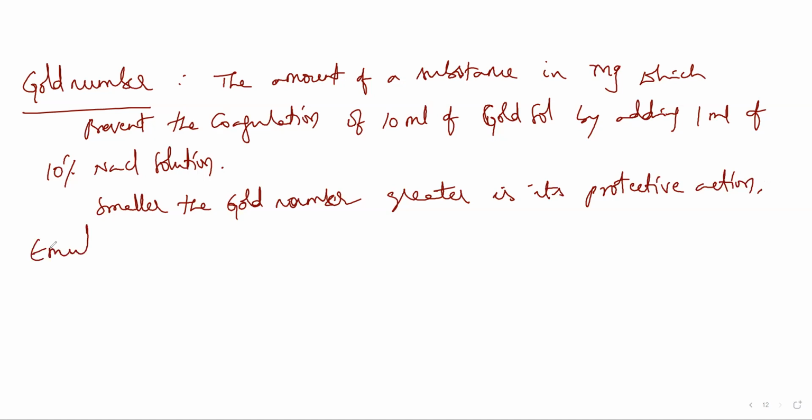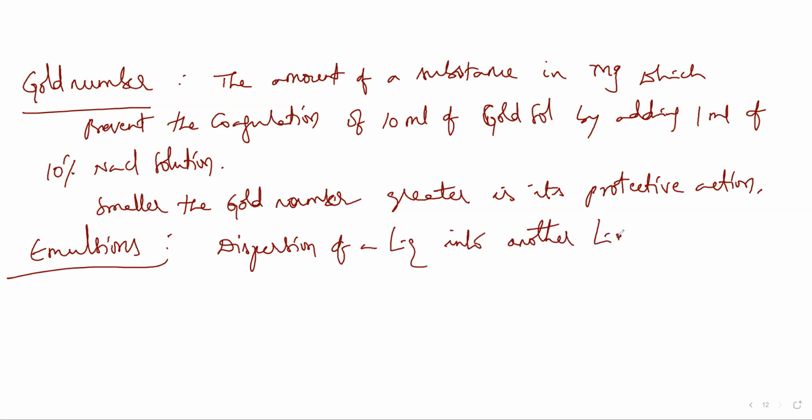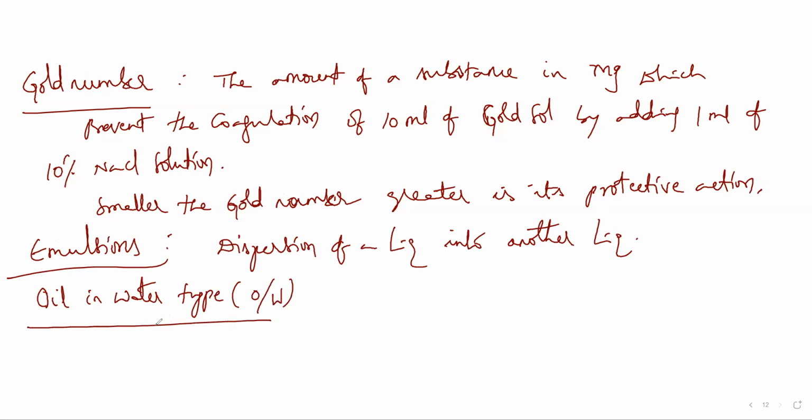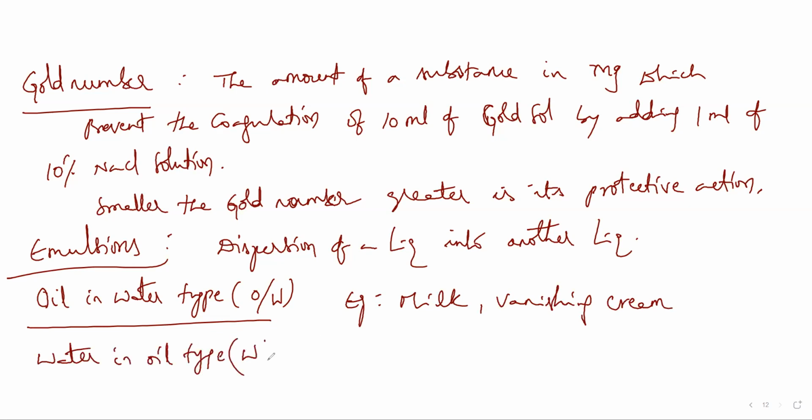Next, emulsions. Dispersion of a liquid into another liquid. Types: oil in water type emulsion means oil is dispersed in water. Examples for this: milk, vanishing cream. Next, opposite to this, water in oil type. Water is present in oil, that means oil percentage is more, water is less. Examples for this: cold cream, cod liver oil.